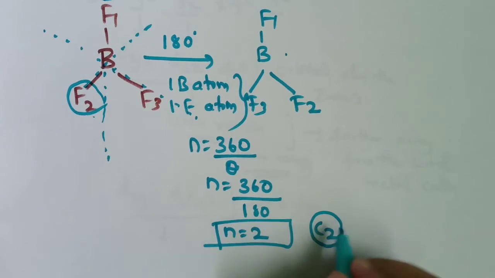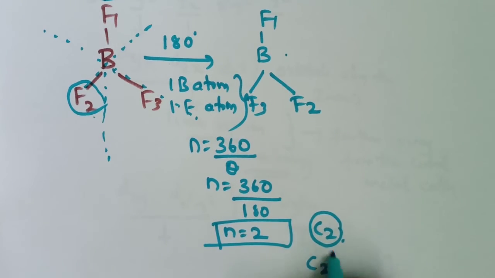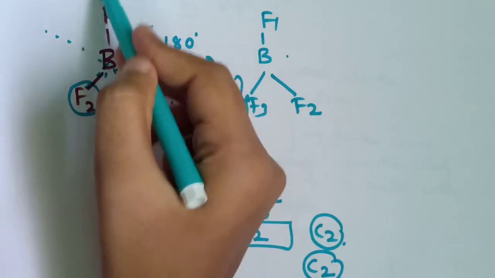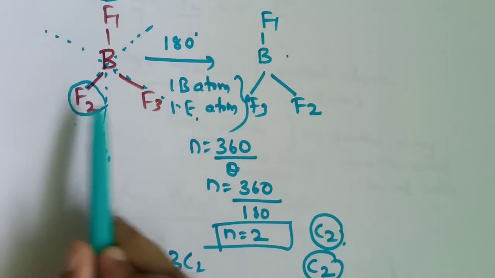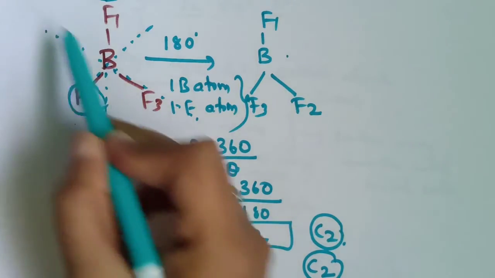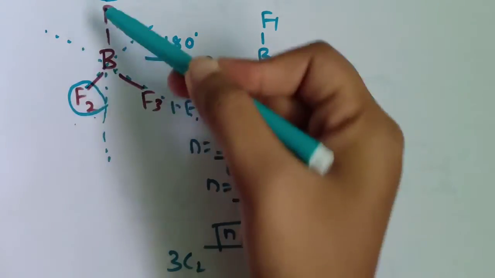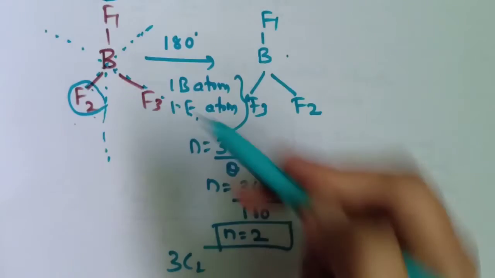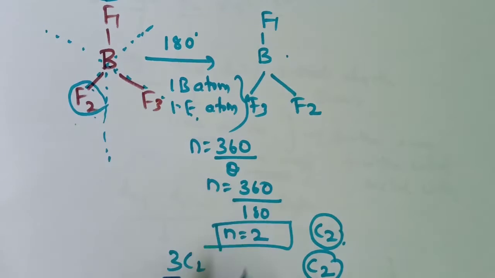So C2 axis. How many C2 axes are there? 3 C2 axes are there. If you rotate this molecule on their own axis, these two will rotate, and if we pass the imaginary line like this, these two will rotate, and if we pass the imaginary line like this, these two will rotate. So there are three C2 operations.